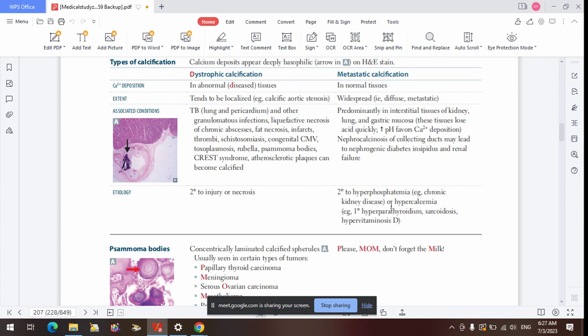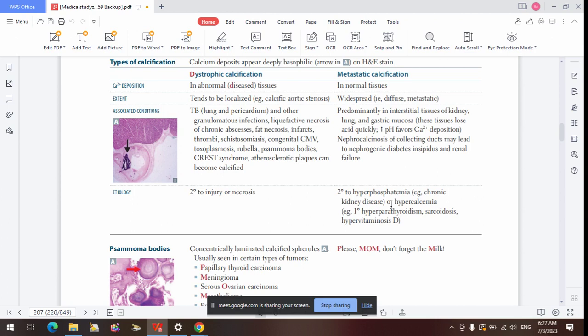So we want to watch out for CKD, chronic kidney disease, causing failure of excretion of phosphate, so that phosphate will now pile up and form complexes with the calcium in the serum, and that complex will now be deposited in the tissue as metastatic calcification.